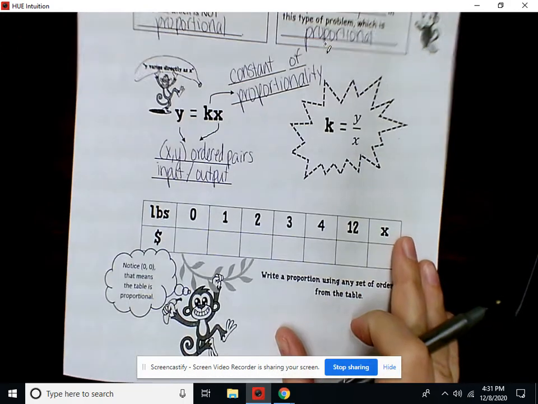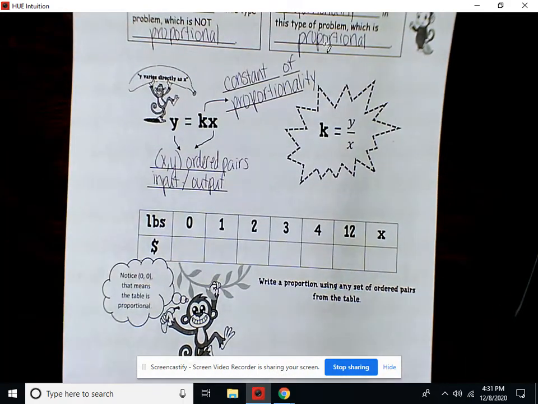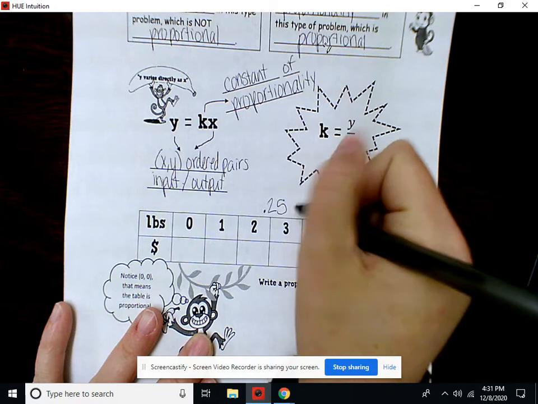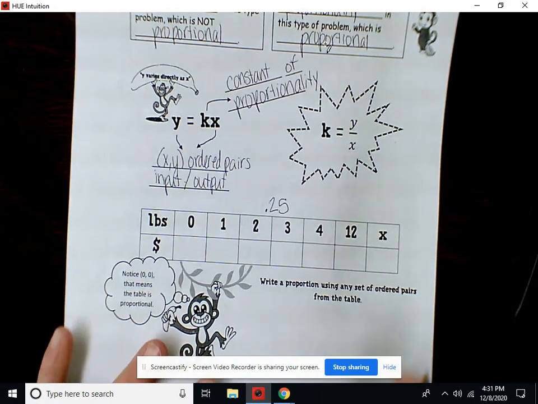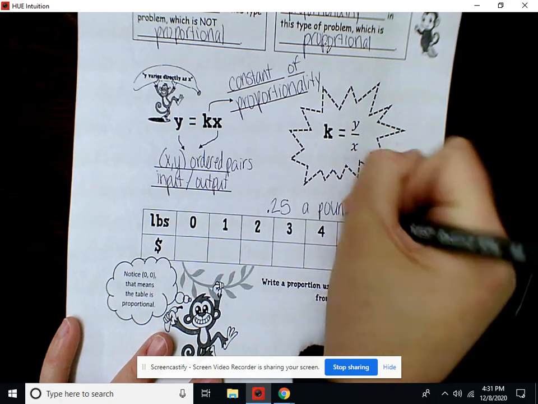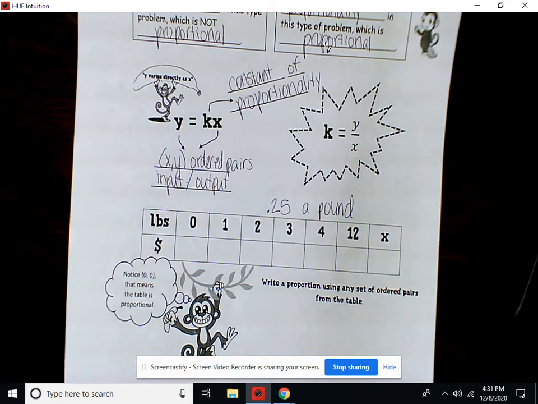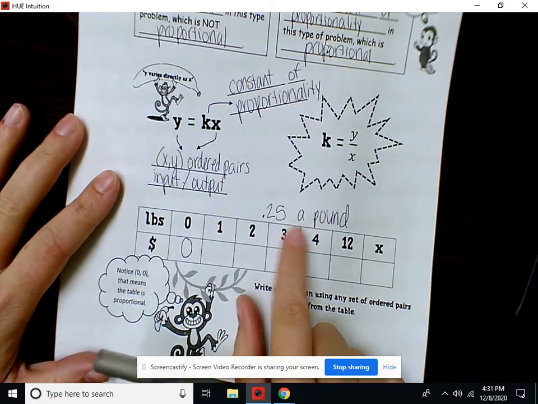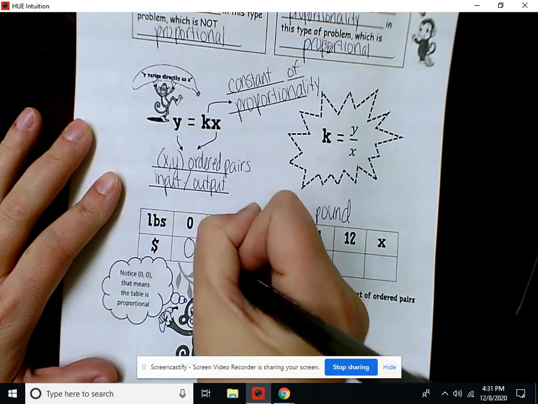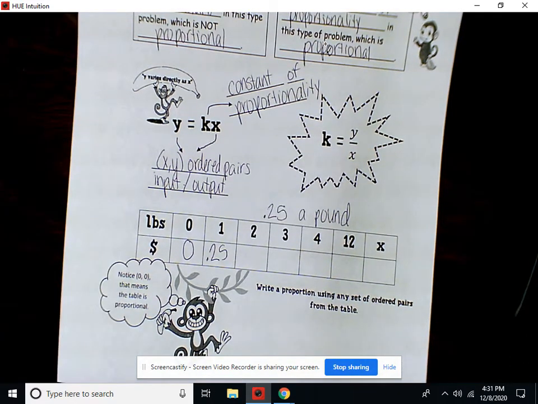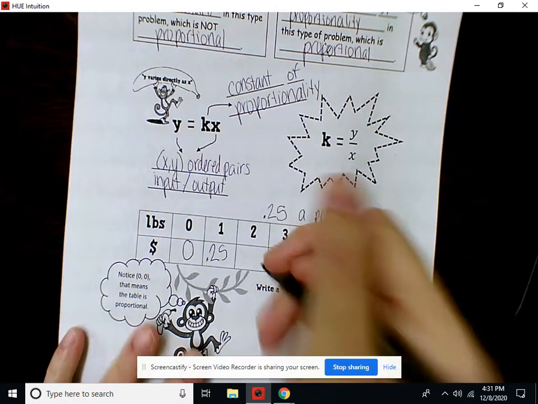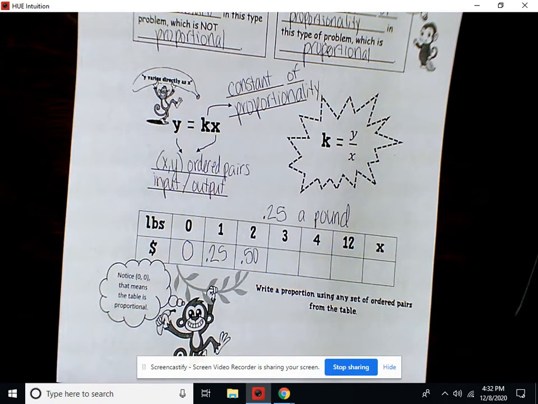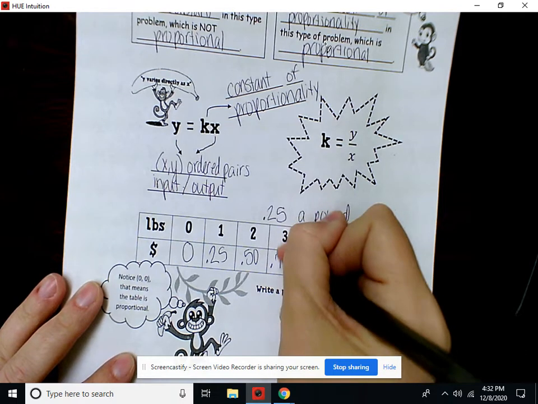Okay, so next is our table. So we're going to use the scenario above, which was 25 cents a pound. Okay, so 25 cents a pound. Okay, so if I have 0 pounds of bananas, it's going to cost me $0. If I have 1 pound of banana, we know it's going to be 25 cents. If I have 2 pounds of bananas, so that'd be 25 and 25, that's going to make it 0.50. If I had 3, it's 25, 25, and 25, which is 75.